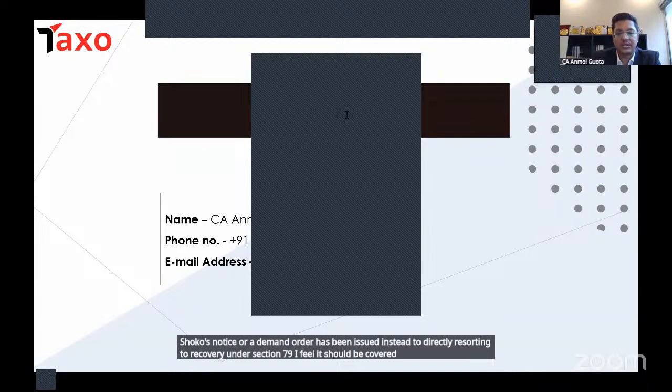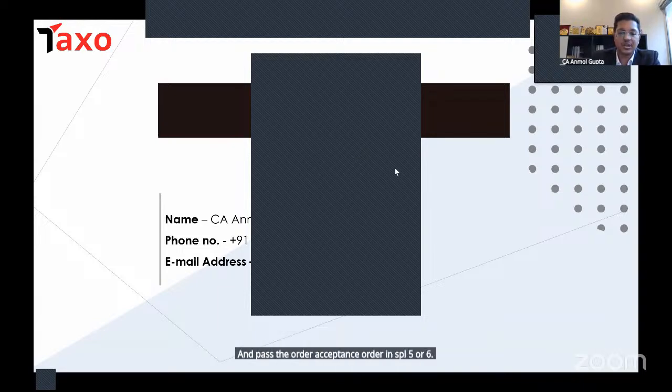We have already represented to the government. I would suggest you file an application. High chances are the officer is not aware of all these things and he will himself accept your application and pass the acceptance order in SPL 5 or 6. But ideally, it should be covered because they have resorted to Section 73, 74.